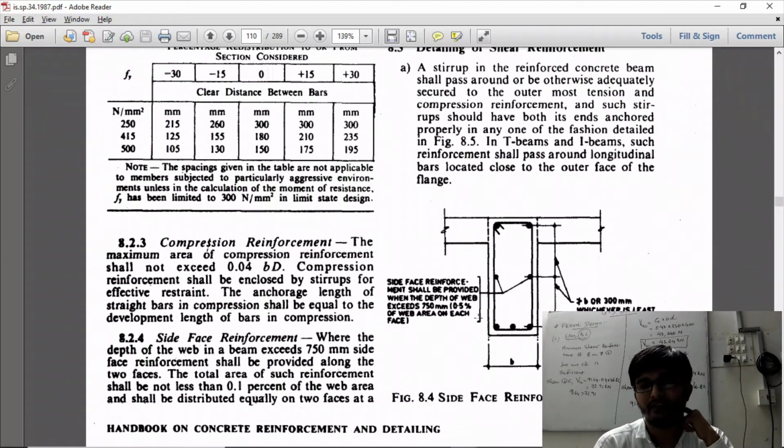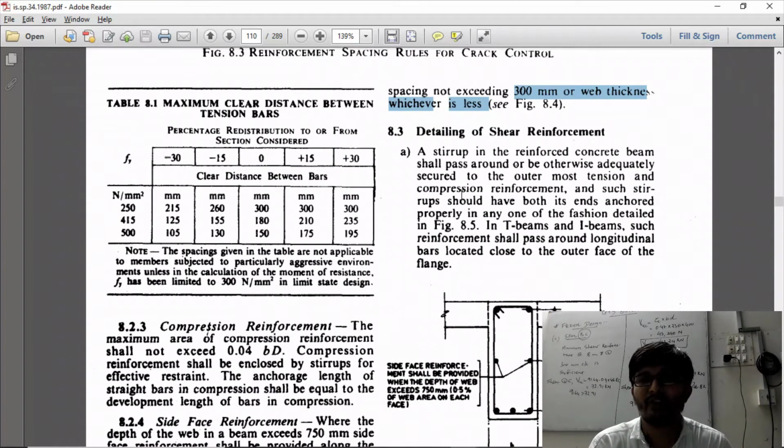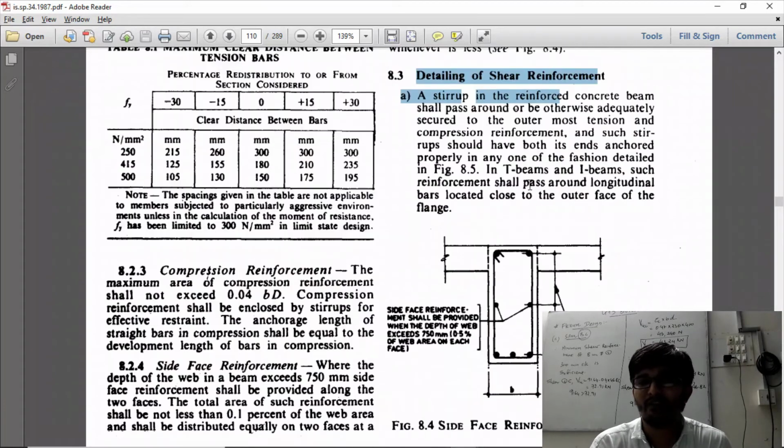So for our case the depth is less than 750 mm, so it is okay, no need for side face reinforcement. Next is detailing of shear reinforcement. So how to do the detailing of shear reinforcement?